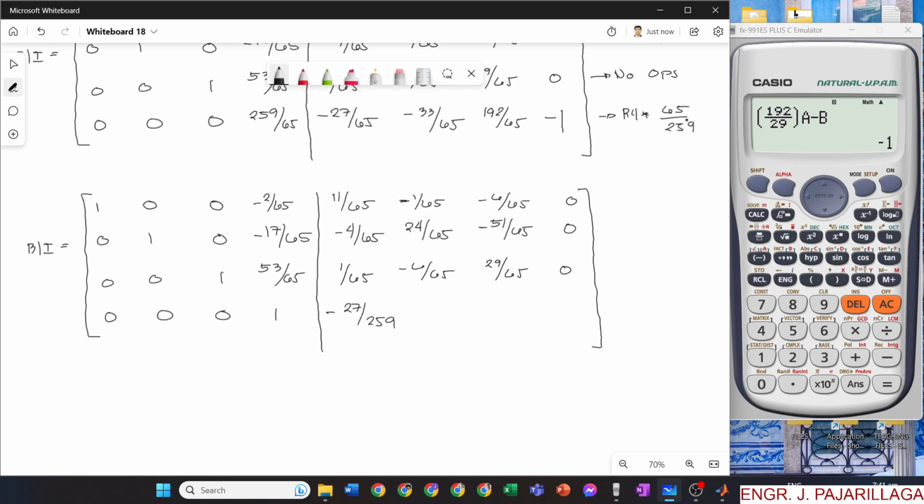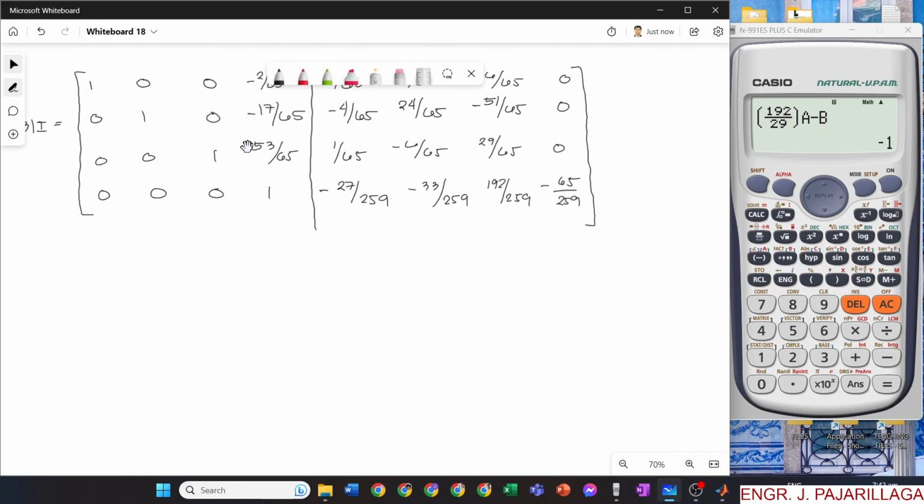Negative 33 over 65 multiplied by 65 over 259. That is negative 33 over 259. Then we have 192 over 65 multiplied by 65 over 259. That would be 192 over 259. And lastly, we have negative 1 multiplied by 65 over 259. That is negative 65 over 259. Okay, so tapos na tayo with the pivot of this element. We can now proceed with the last and final elimination.